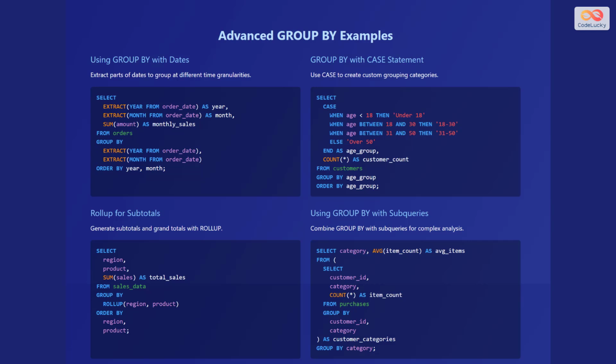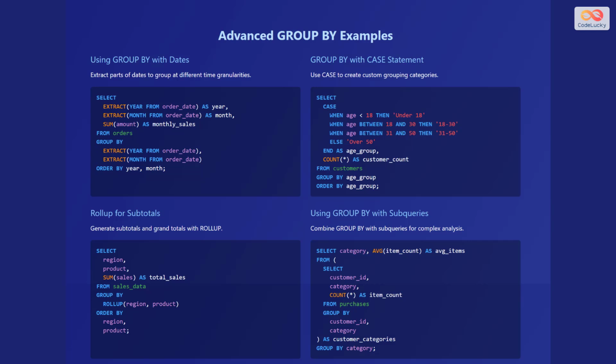Now let's see group by with case statement. We can use the case statement to create custom grouping categories. This query categorizes customers into age groups based on their age and counts the number of customers in each group from the customers table. It groups the results by age group and then orders them by age group.